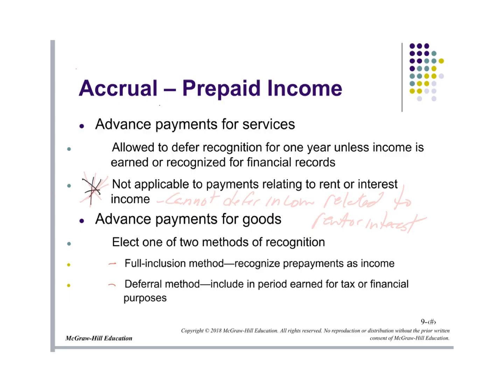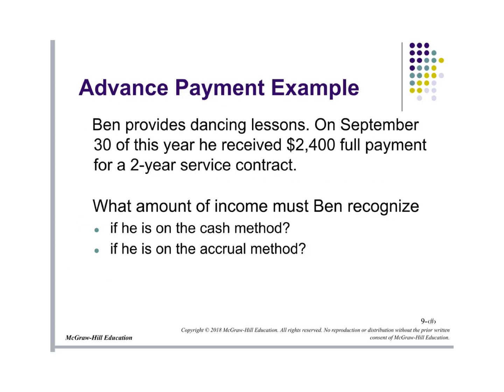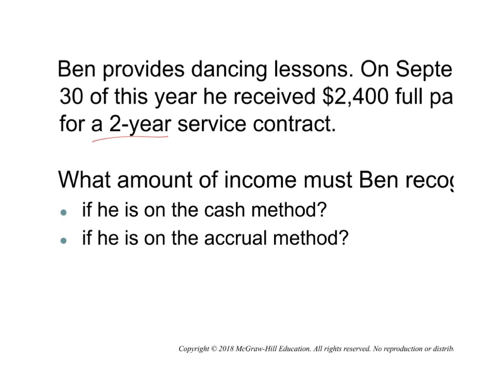Okay. So let's look at an example. All right. So we've got Ben again. Ben's a busy guy. And now he's providing dancing lessons. And on September 30th of this year, he received $2,400 full payment for a 2-year service contract. So somebody paid him up front, and they're going to take 2 years of dance lessons. What amount of income must Ben recognize if he's on the cash method or if he's on the accrual method?